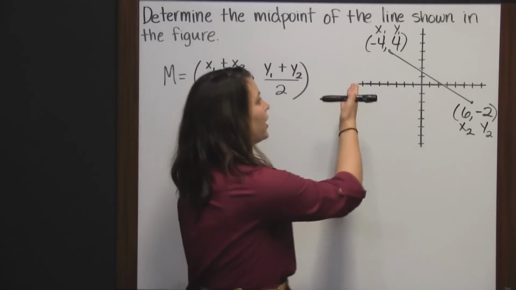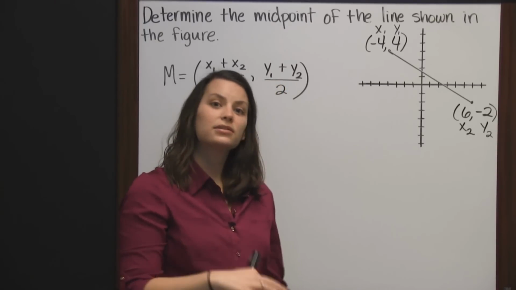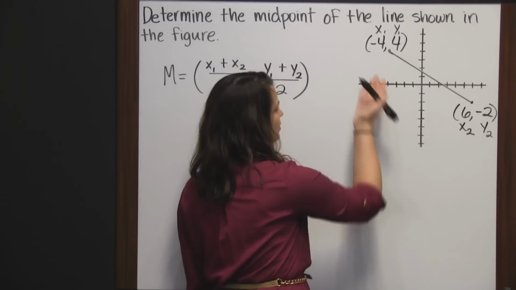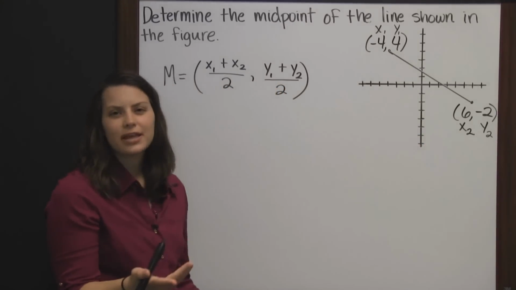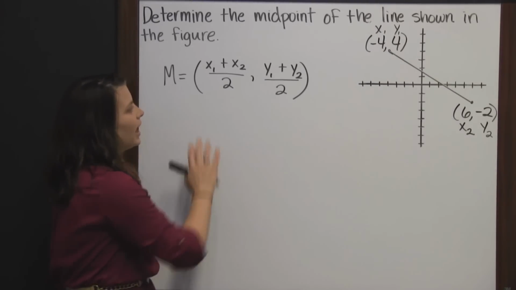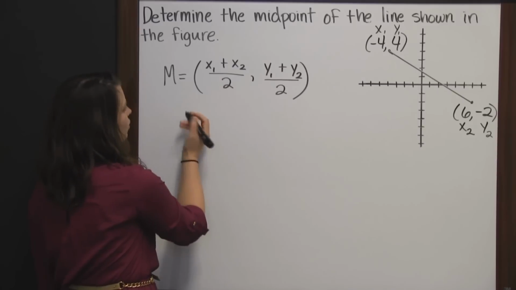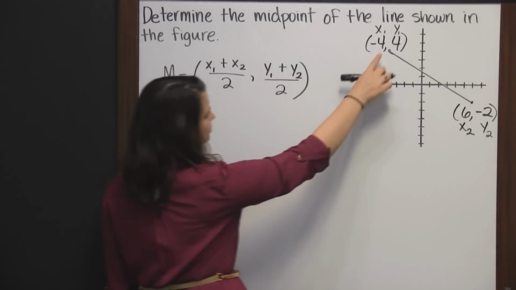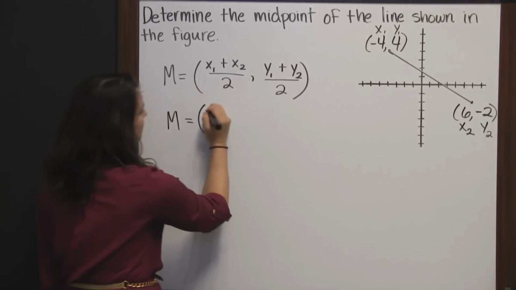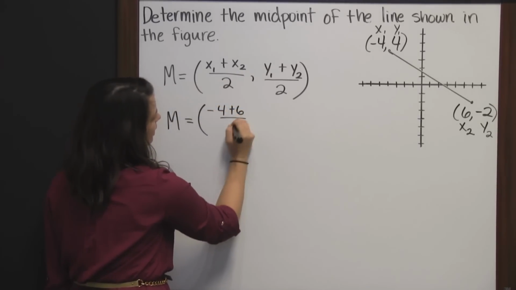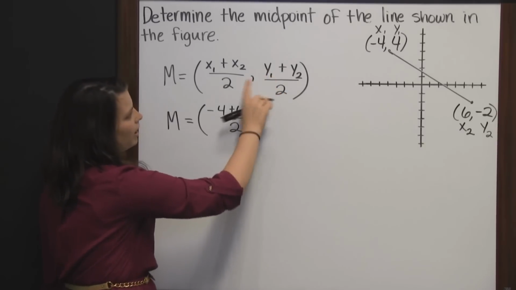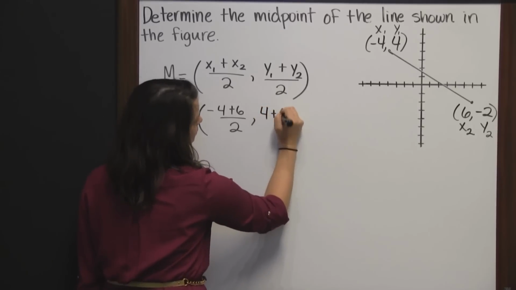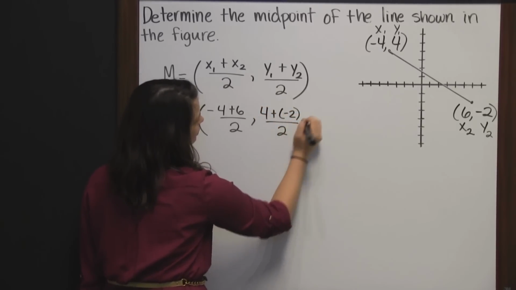Those subscripts, the 1s and the 2s, all that means is this is the first point, this is the second point. But it really doesn't matter which point is your first and which point is your second. So I just usually label them from left to right. And now all we need to do is substitute and solve. So the midpoint is x1 plus x2, so -4 plus 6 divided by 2. And then y1 plus y2, 4 plus -2 divided by 2.